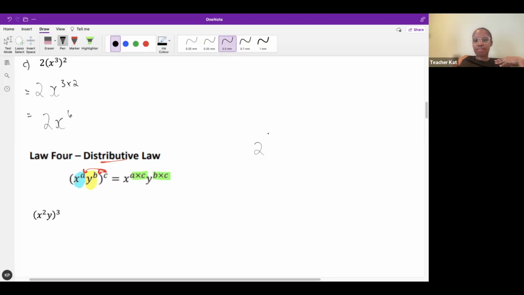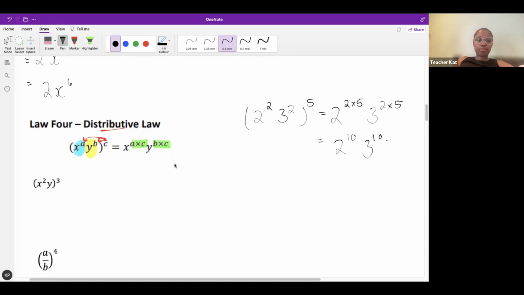So if you have 2 squared times 3 squared, raised to the power of 5, you will then have 2 to the power of 2 times 5, and 3 to the power of 2 times 5. And then my answer will be 2 to the power of 10 times 3 to the power of 10. So this is just an extension of law number 3.